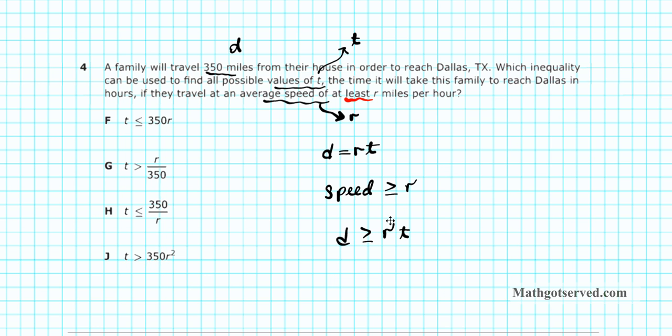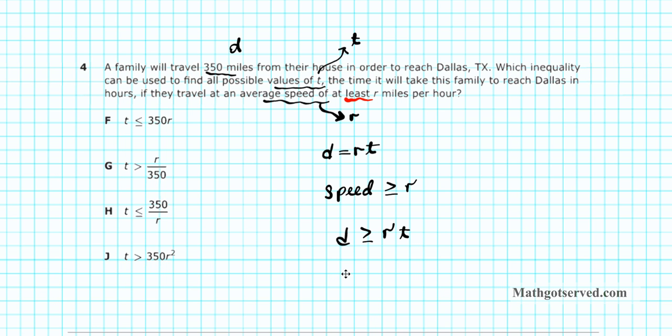But since this can be bigger, as this goes bigger, guess what? You cover more distance, because the faster you drive, the more distance you cover if you keep the time fixed. So instead of distance equal rate times time, since the rate has a minimum value or higher, the distance is going to have a minimum value or higher, because the distance is at least this rate times time. Okay, so this is the inequality that we're going to be solving here.